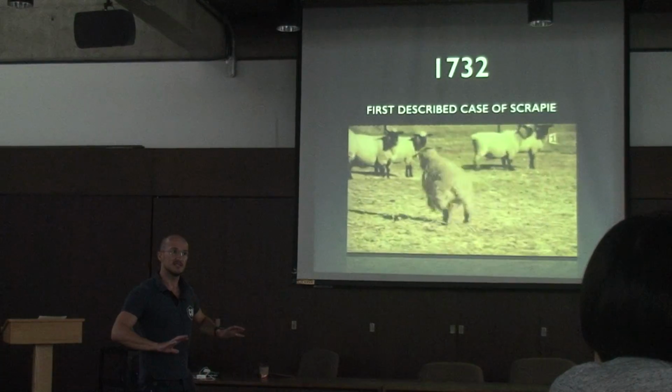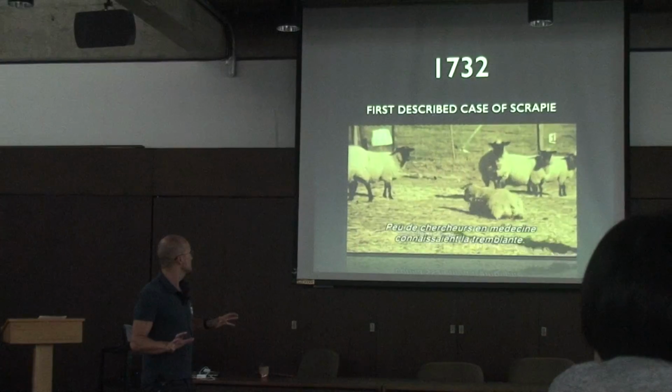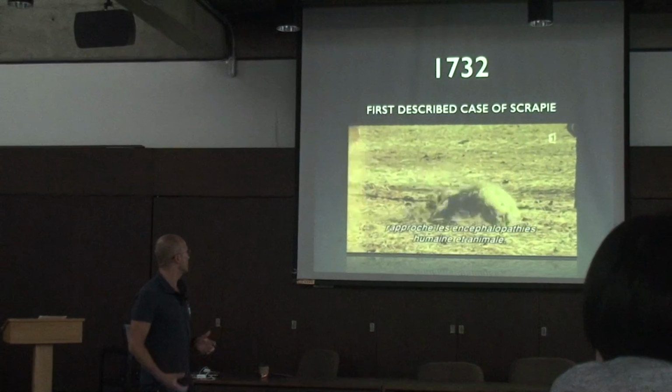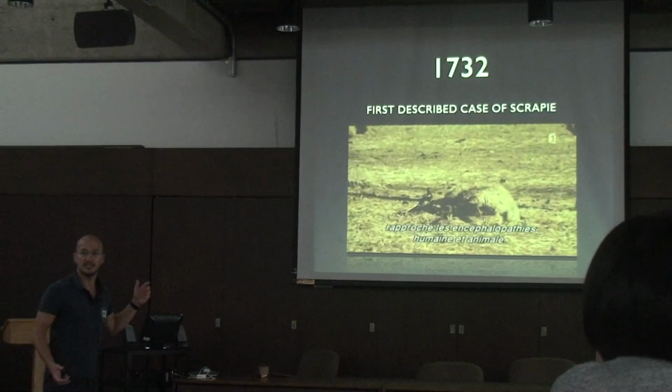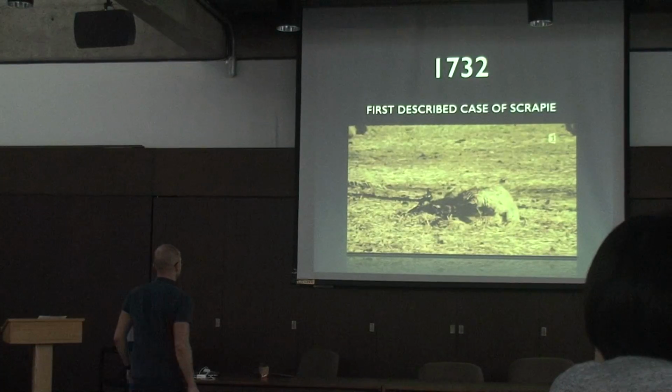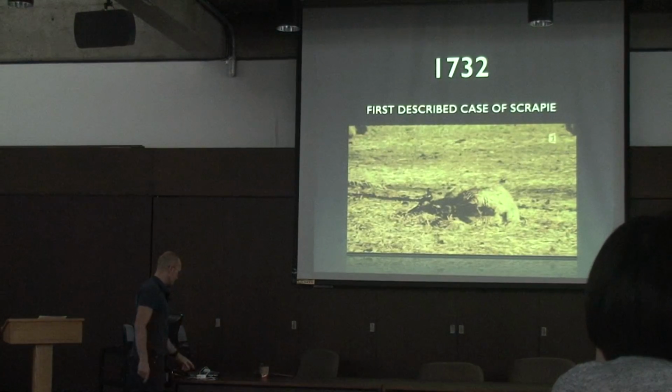Like these have uncontrolled movements, the sheep doesn't have control of the body, and that sheep is going to die within months. It's very quick. So this is what happened, and that has been described in 1732.